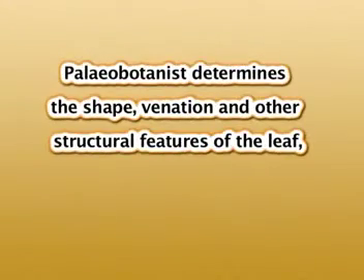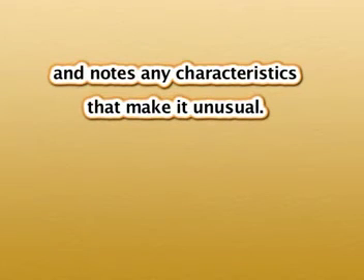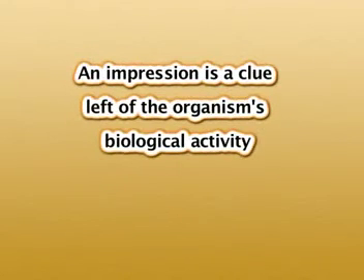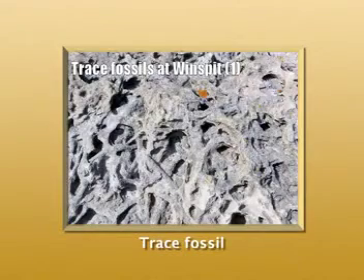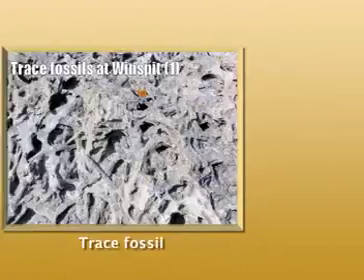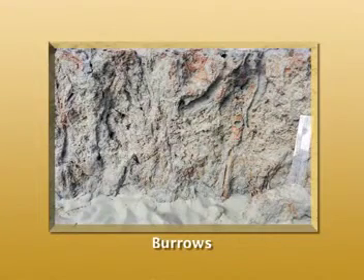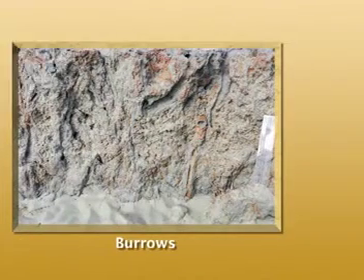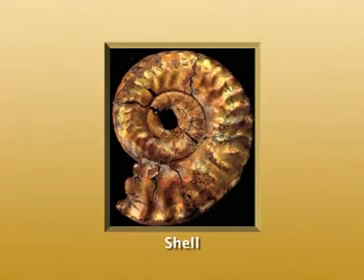Now, let us see what impressions tell us. Paleobotanists determine the shape, venation and other structural features of the leaf and note any characteristics that make it unusual. An impression is a clue left of the organism's biological activity. Some examples of impressions are the trace fossils such as footprints, traces, remains of tunnels left by the burrowing organism, and the holes made in the shell by parasites.